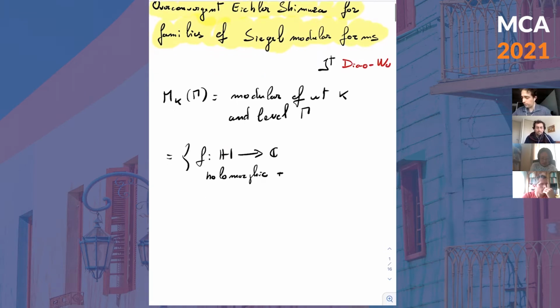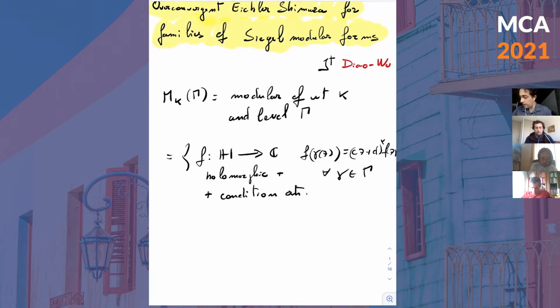And the other condition I want to require is that f(γz) is equal to (cz+d)^k f(z) for every γ in my congruence subgroup Γ. So it's the set of such functions plus another condition at infinity that I'm going to ignore for now. So modular forms are nothing else than functions on the upper half plane that transform nicely under the action of Γ, where Γ here is a subgroup of SL2(Z).